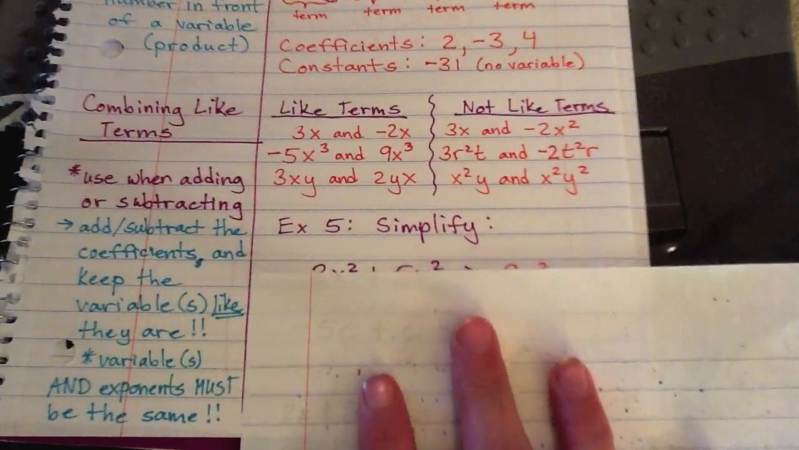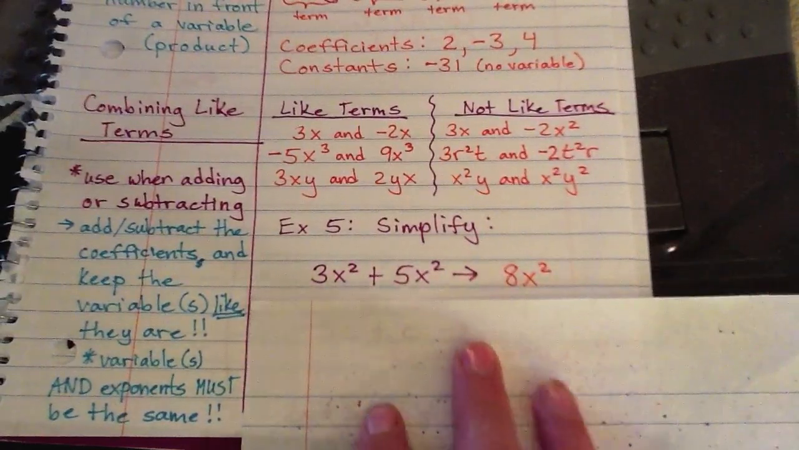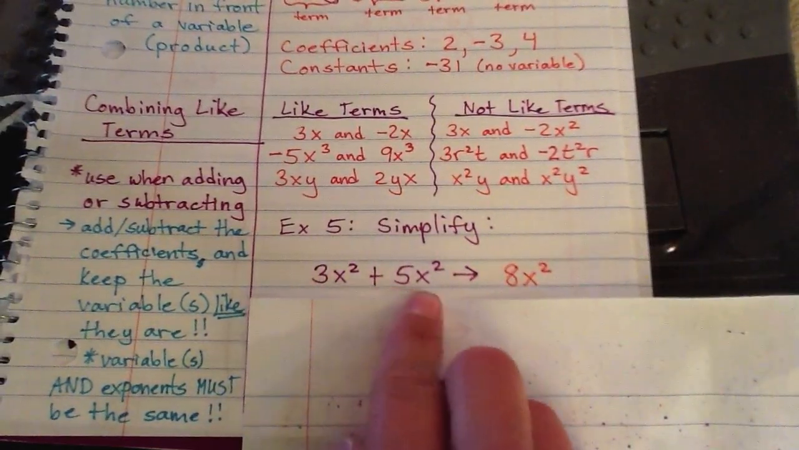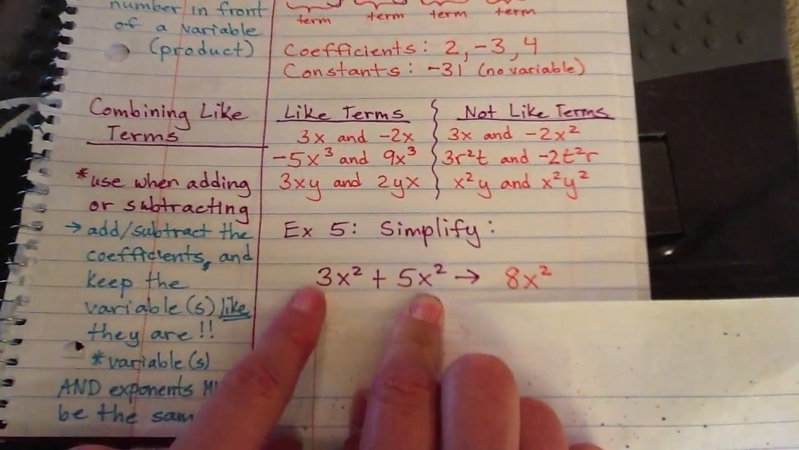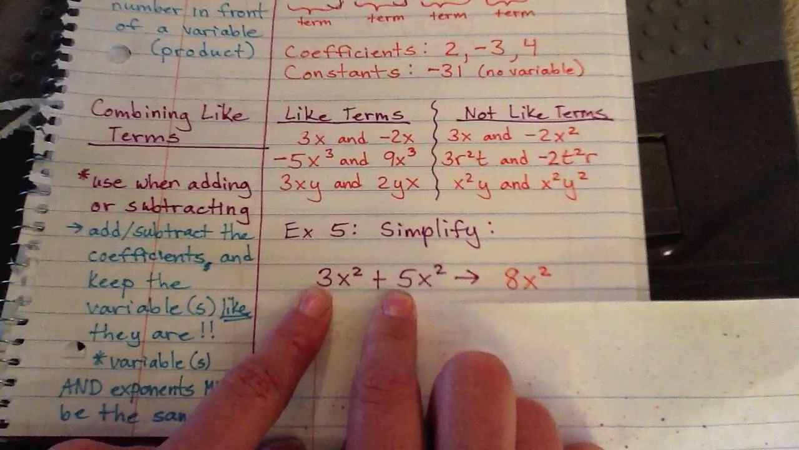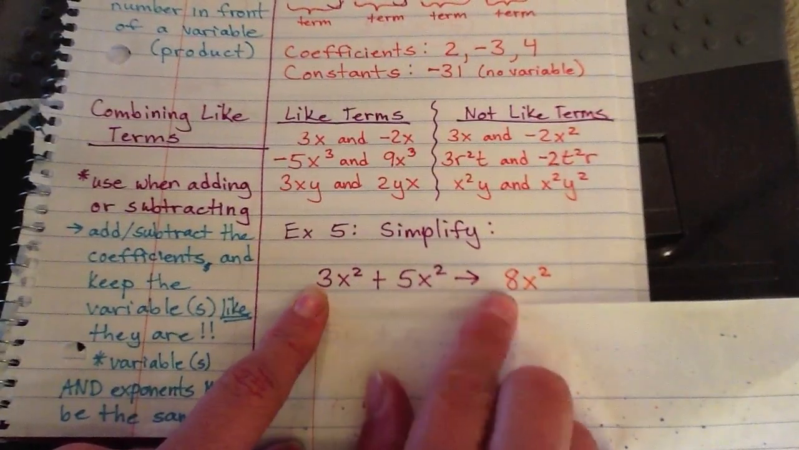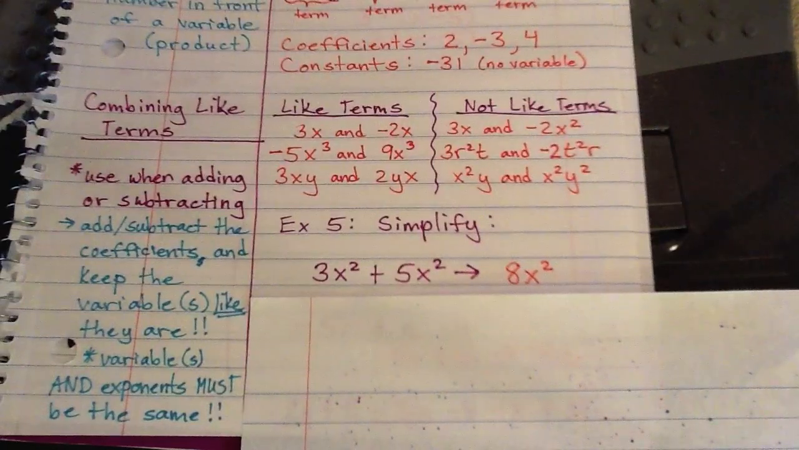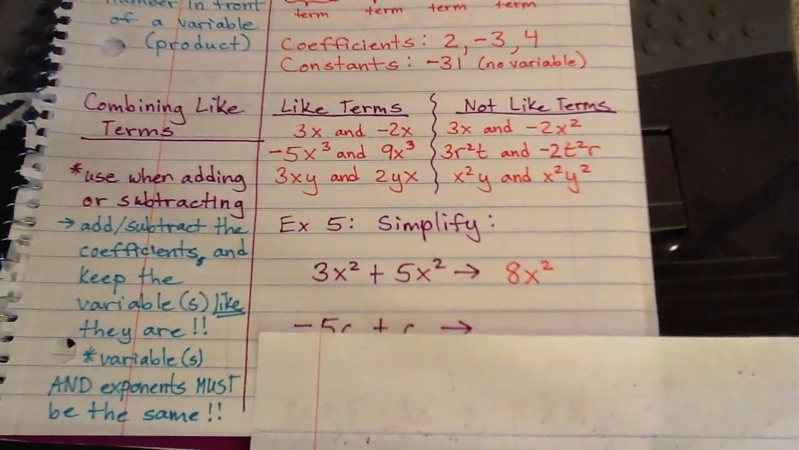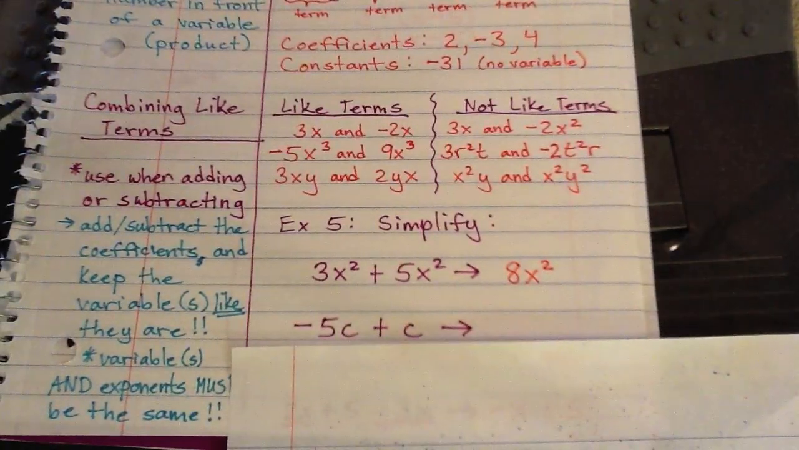And simplify. This is just a basic example of it. 3x squared plus 5x squared. You're adding or subtracting your coefficients. So there's a coefficient, there's a coefficient. I add those up. 3 plus 5 is 8. And I bring the like term over like it was. So 8x squared. Try that one.